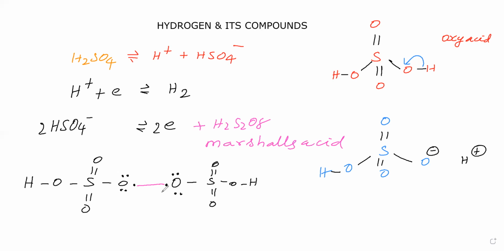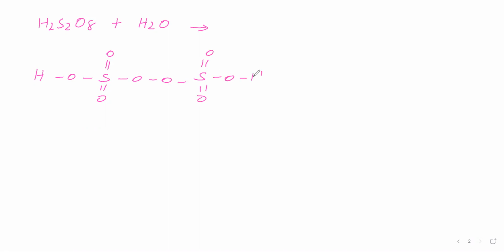Now we will take this anodic product. This anodic product we will take for vacuum distillation. We are taking this peroxy disulfuric acid for vacuum distillation. What we will get, that we will see. Now we will write structure of peroxy disulfuric acid. Peroxy disulfuric acid structure we have written. Now it is going for vacuum distillation.